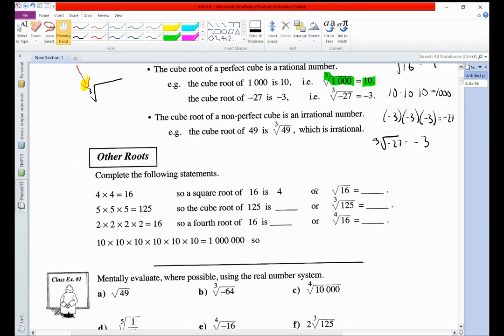So we are going to go to higher or larger roots. You can see 4 times 4 is 16, so the square root of 16 is 4. Then we go to the next one. 5 times 5 times 5 is 125, so the cube root of 125 is 5. Or we can write it as the cube root of 125.